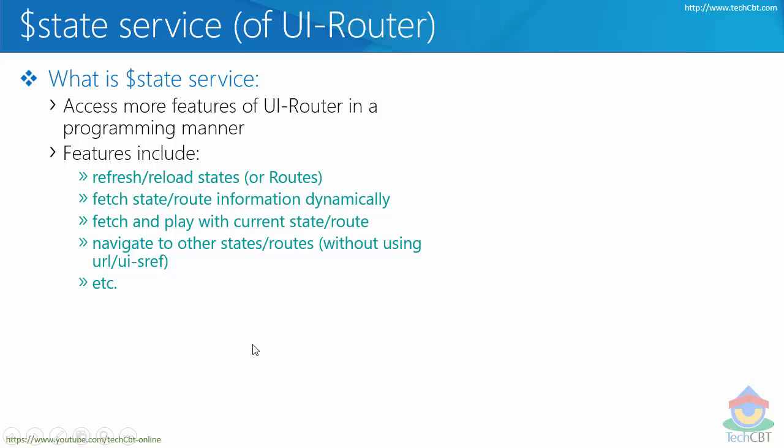And not just those, imagine I would like to navigate from one state to another or from one route to another without using URLs or ui-srefs, what we have been seeing earlier, then we can still make use of $state service. Imagine inside a click event, I would like to switch to some other route. How would I do that without using URL or ui-sref? Then $state service is the way to go.